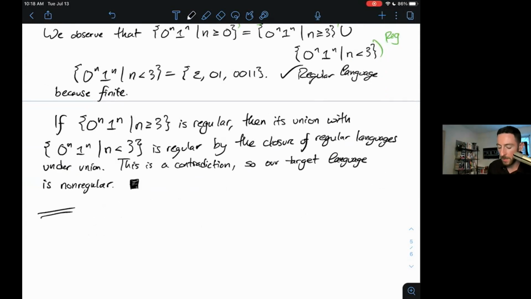So at this point, we will end this segment of the lecture. When we come back, we'll talk about context-free grammars and new ways of generating bigger and better languages.